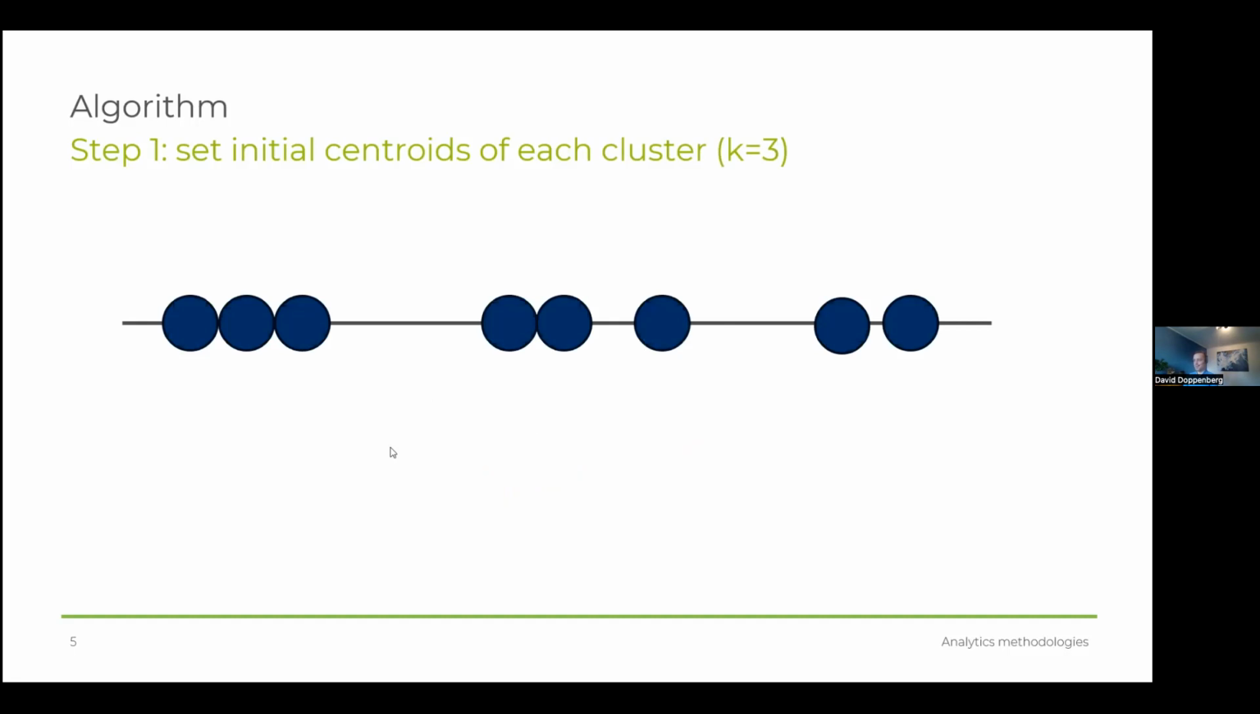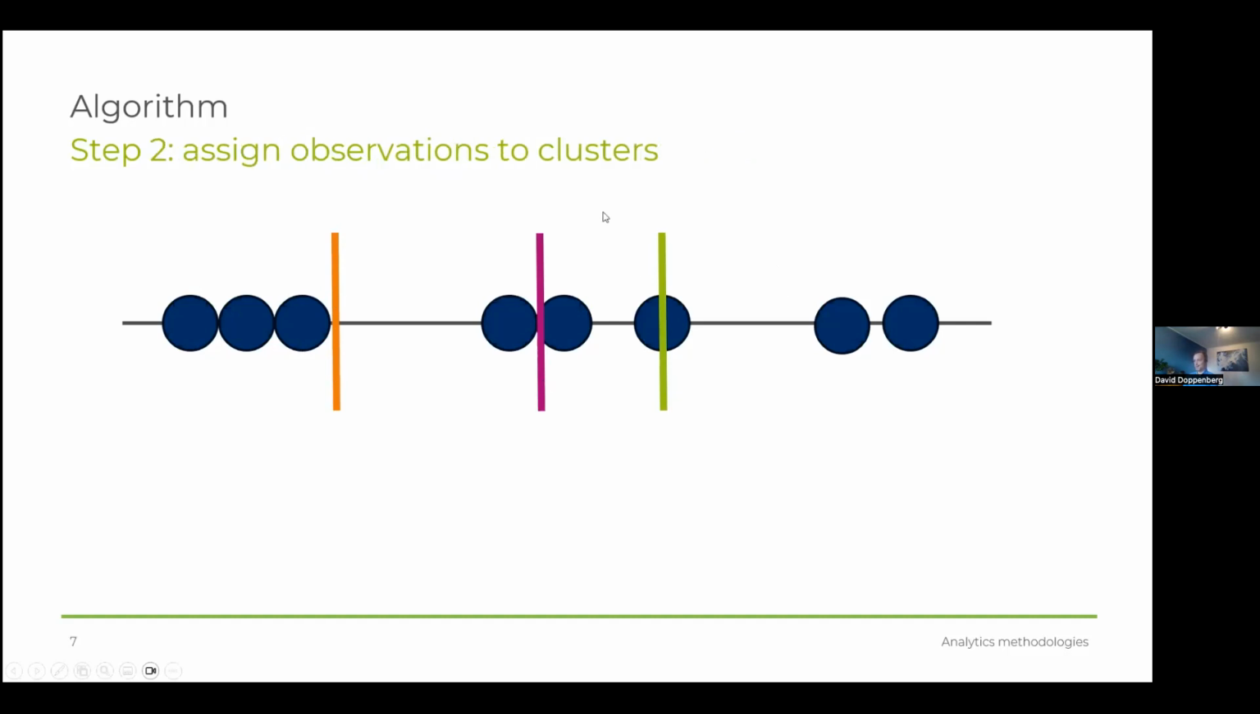So in this case, we decide we want to do 3 clusters. Again, we don't know where these clusters are. So what we need to do is set the initial so-called centroids of these clusters. Centroids basically means the average of that cluster. And what we're going to do next is, of course, assign each data point to one of the clusters. So one of the clusters will be orange, one will be purple, one will be green. So next step, assign observations to clusters.